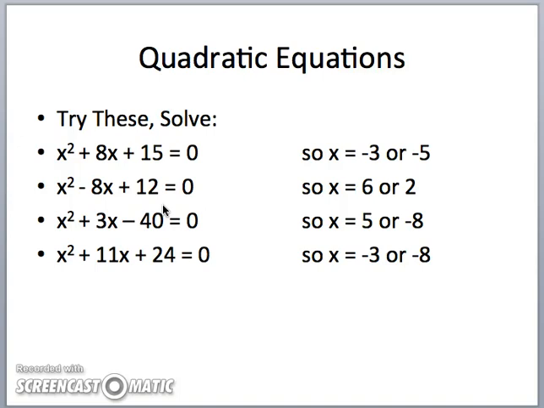Again, just take care when you're using your negatives and positives. Here the b is minus 8. In this one the c is minus 40. Squaring these and subtracting these, just take care when you're doing that. If you do that, everything will work out.